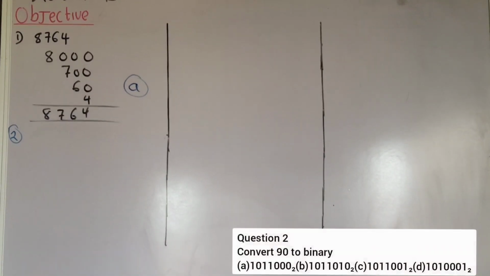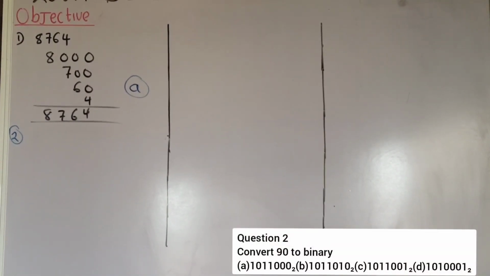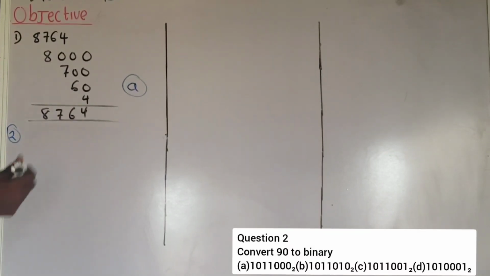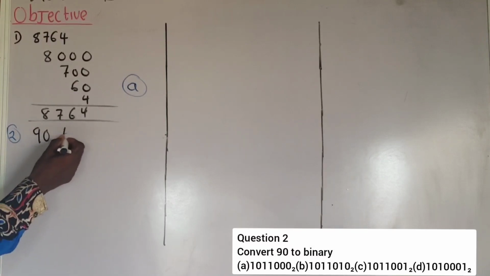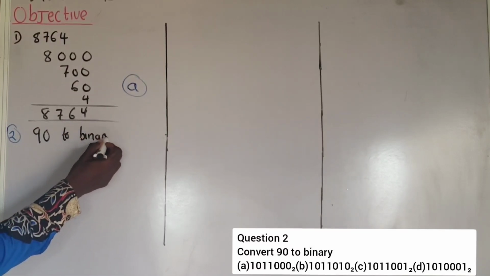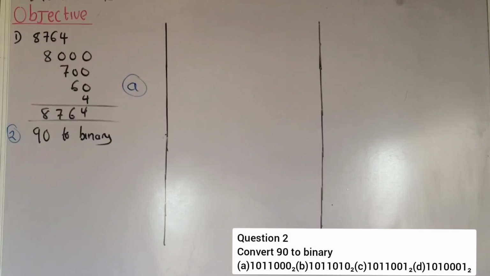Okay, let's proceed to question 2. Convert 90 to binary. Binary are numbers in base 2. You understand? Now, to convert 90 to binary, all you have to do is divide 90 by 2 and keep the remainder. Okay, so let us proceed.